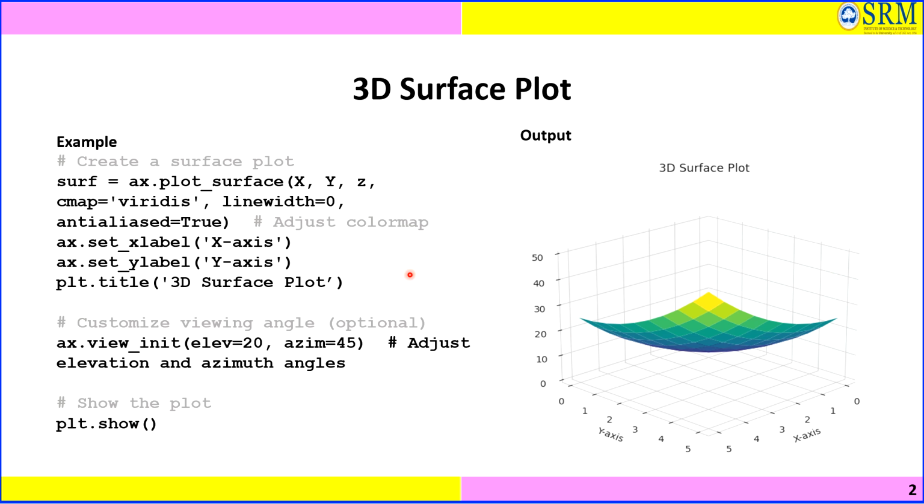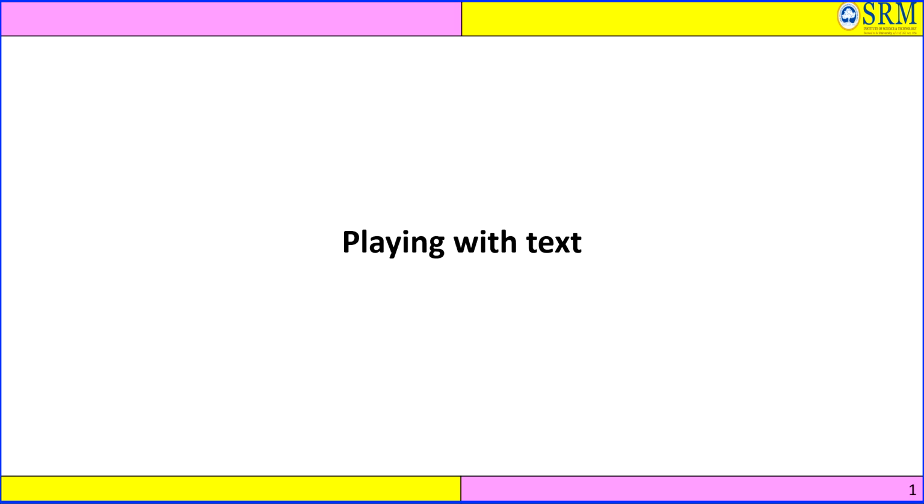So these are all about the 3D plots: line plot, scatter plot, and the surface plot. Now let's come to what we can do if we want to write any text in the graph, or how we can do this. So this I will discuss now.